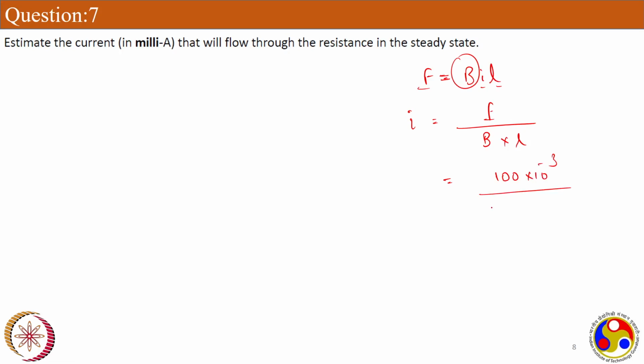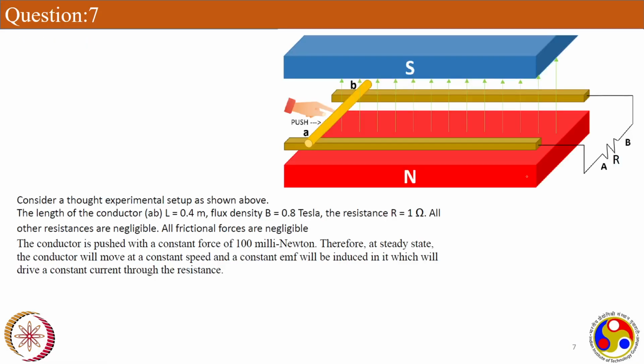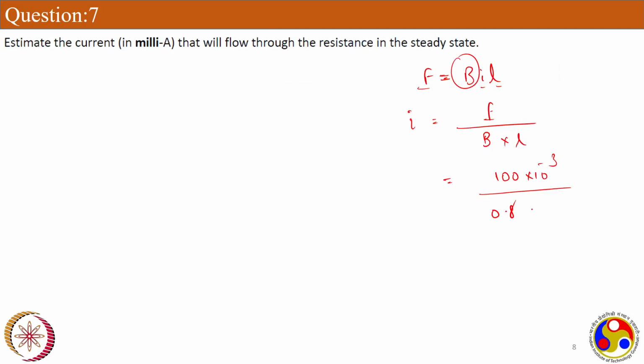Density, how much is it given? 0.8 Tesla, right? Yeah, flux density is 0.8 Tesla, and the length of the conductor is 0.4. Make sure of the units: it's in newtons, in Tesla, and in meters, all SI units. Silly mistakes can happen even if you know the formula, the substitution is correct and the concept is correct, but if you miss the units, it would be a very silly mistake.